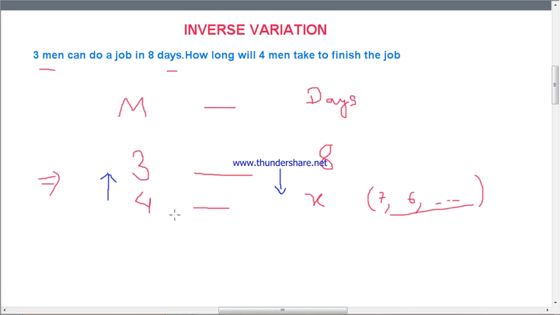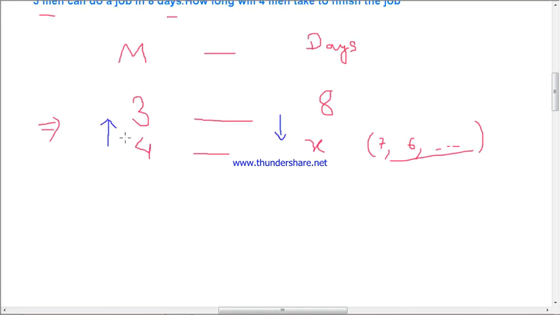Now you see clearly this is not a direct variation. One arrow is indicating in the upward direction and one arrow is indicating in the downward direction. So this is the case of inverse variation. If one quantity increases and another quantity decreases, that variation is said to be inverse variation. I hope you have understood.